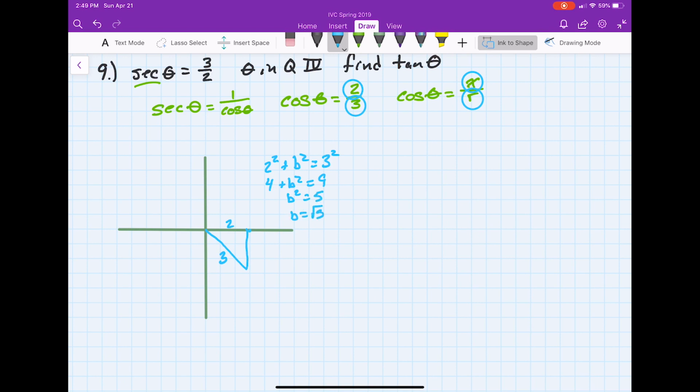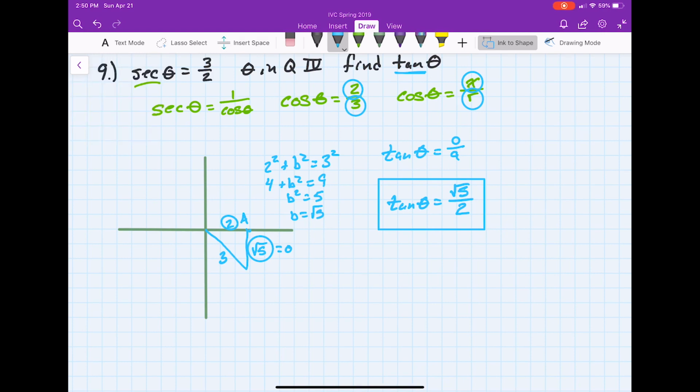B equals square root of 5. Shocker. All right. Now we know this, we want tangent. So again, tangent of theta is defined by opposite over adjacent. So opposite our angle is square root of 5, and our adjacent is 2. So we'll just put square root of 5 over 2. So tangent theta equals square root of 5 over 2. Pretty simple on that guy, just like the last one.